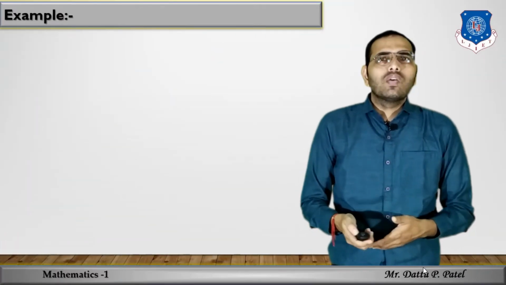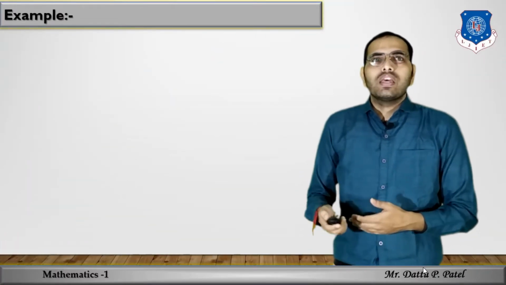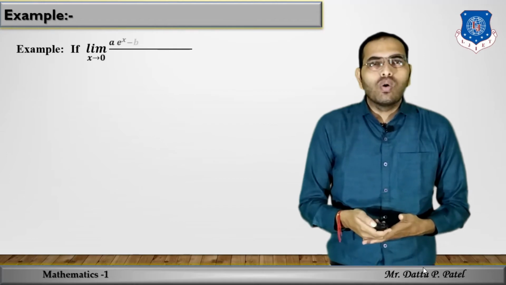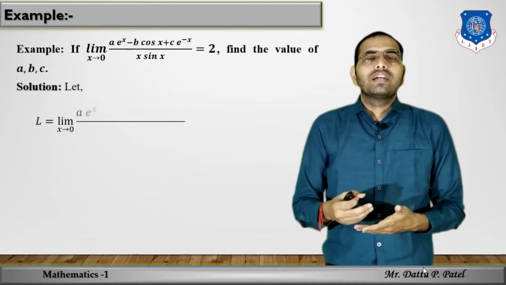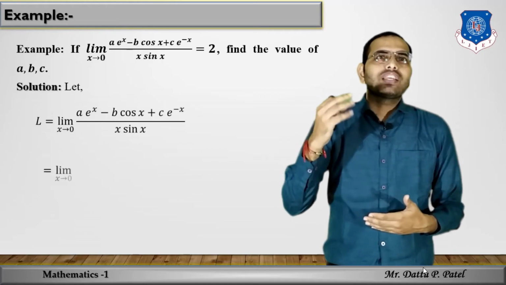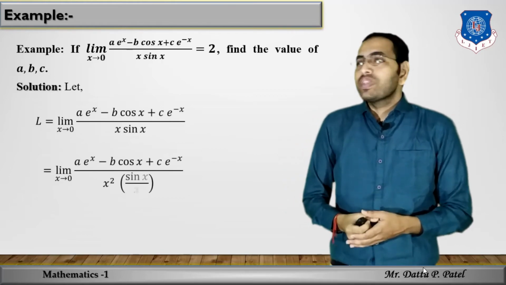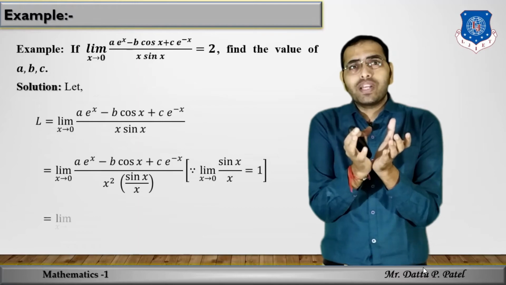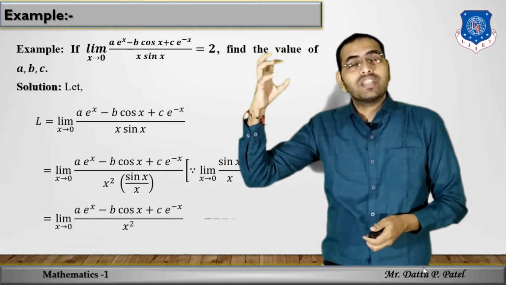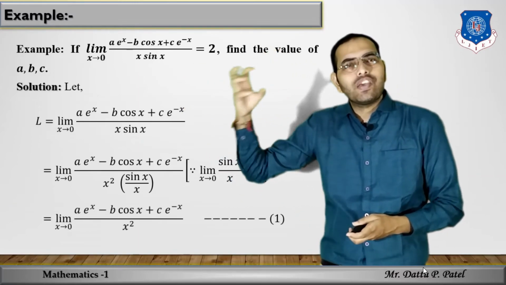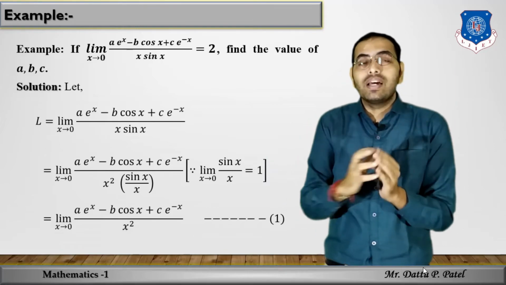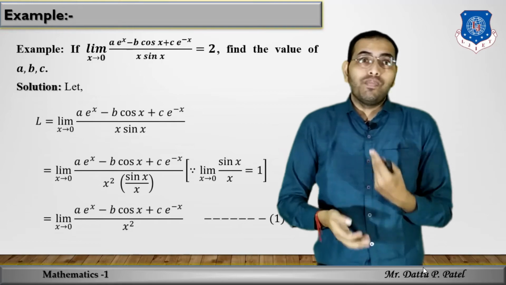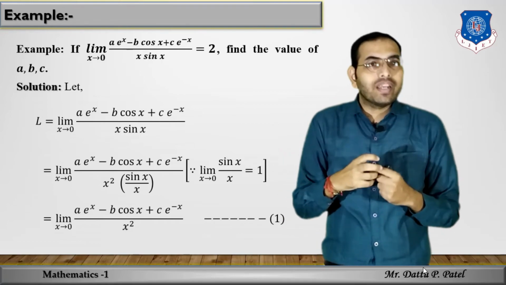Now let's see one more example. If limit x tends to 0, (a e^x minus b cos x plus c e^(-x)) by x sin x equals 2. Here, in this type of example, the answer is given, meaning the limit is already given. That means we can say that the given example has a limit that exists. Now we have the limit is 2.